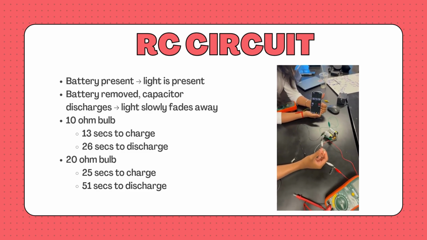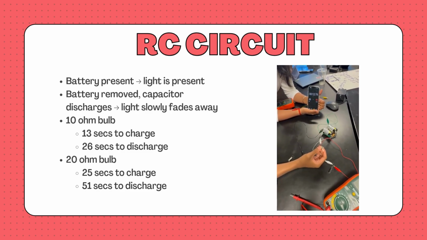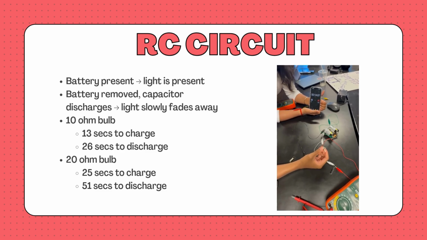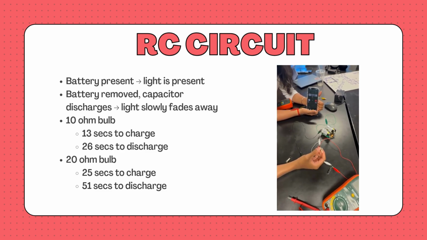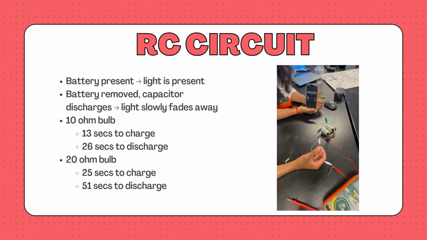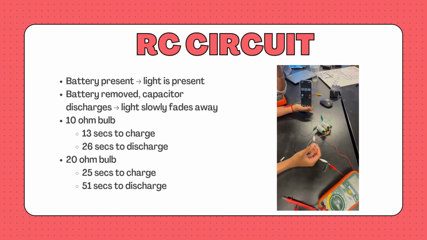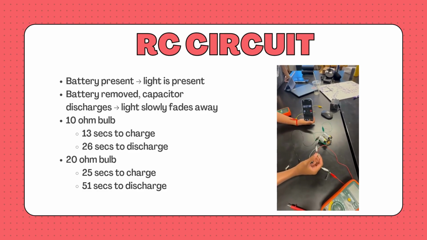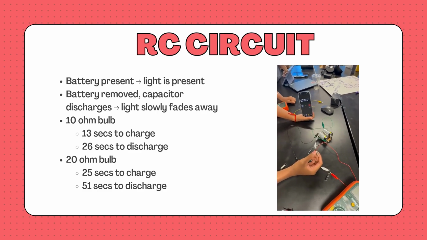For the RC circuit, when your battery was present, your light was present. Once the battery was removed, the capacitor discharged, and the light slowly faded away. For the 10 ohm bulb, it took 13 seconds to charge and 26 seconds to discharge, while for the 20 ohm bulb, it took 25 seconds to charge and 51 seconds to discharge.